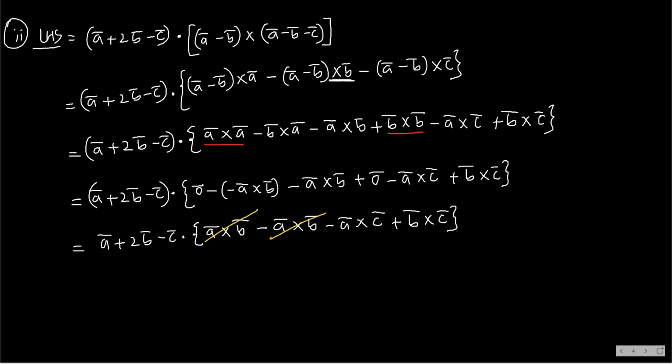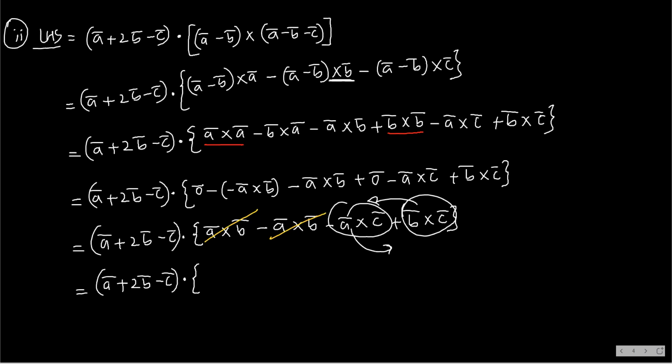So you have the next step as, see outside you have this vector. So you have a bar plus 2b bar minus c bar dot inside the bracket, see, you have minus a bar cross c bar plus b bar cross c bar. I will write this vector first and this as negative vector, so I'll write it second. So I write b bar cross c bar minus a bar cross c bar. This is the way I write it.